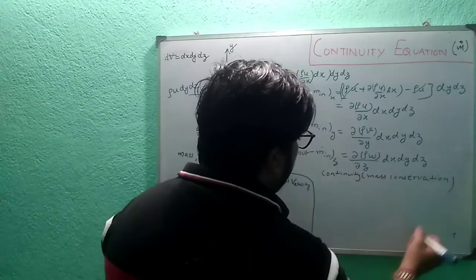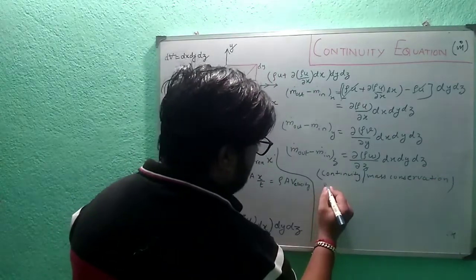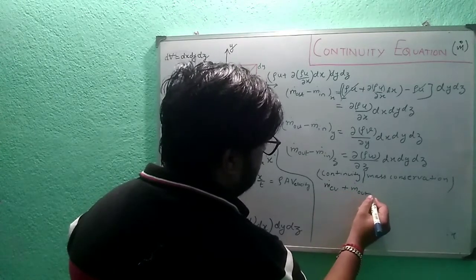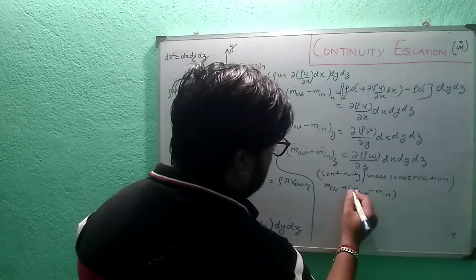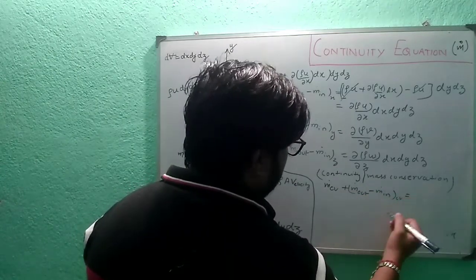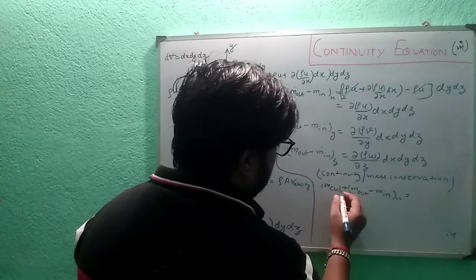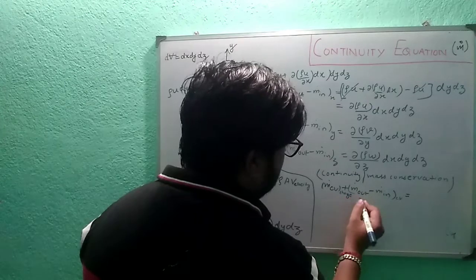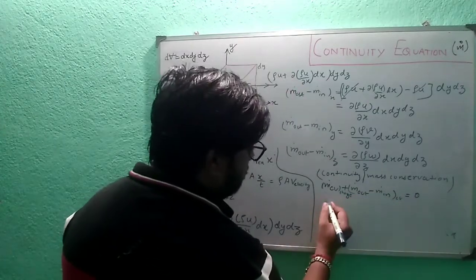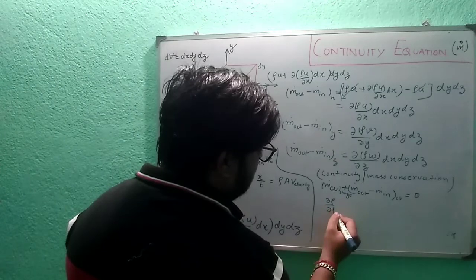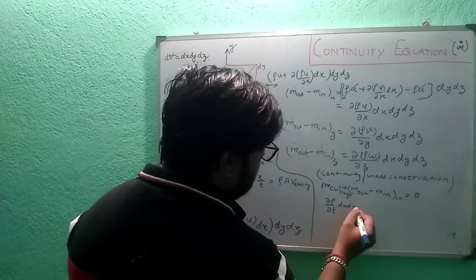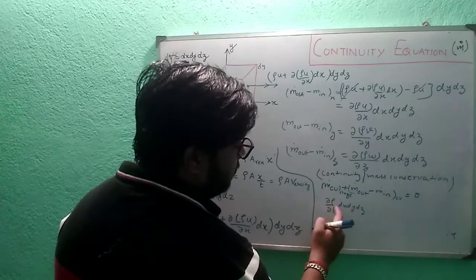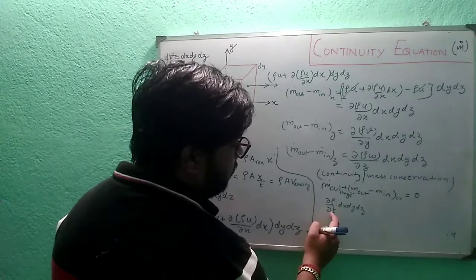Mass conservation says that m dot into the control volume plus m dot out minus m dot in is equal to the generation, which is zero, since it is the change. So it is del rho by del t into dx dy dz. Mass is equal to density into volume, so divided by delta t it is m dot.